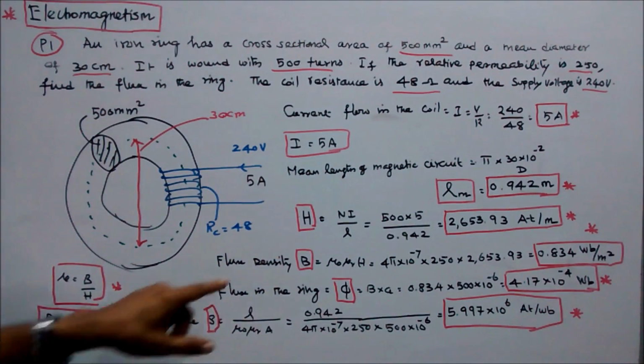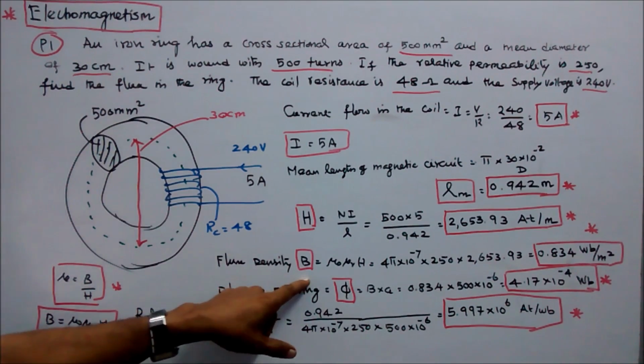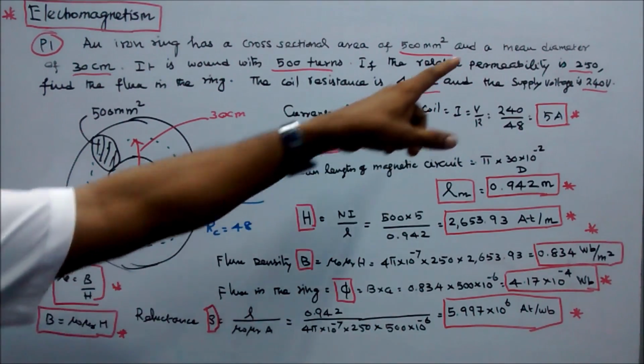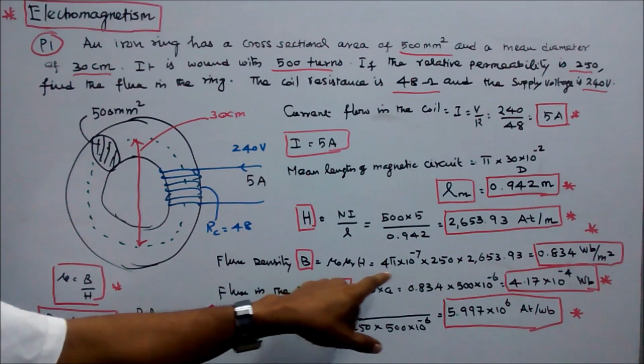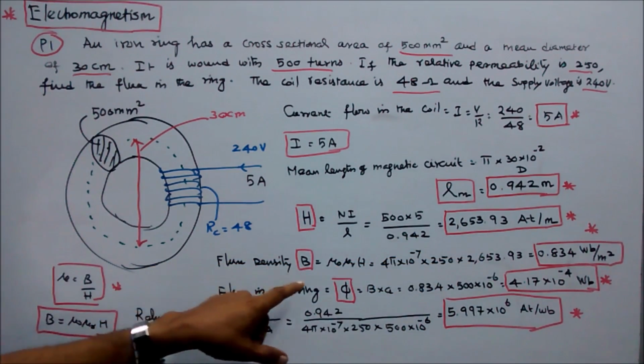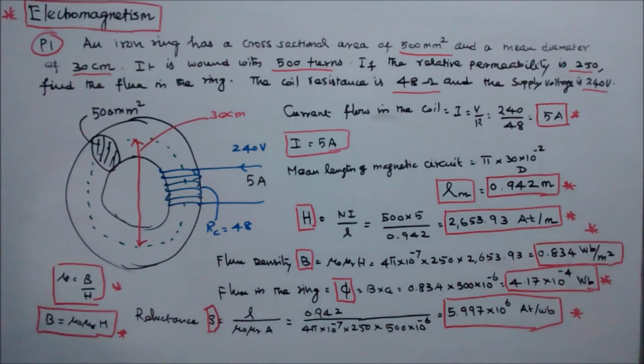I can find the flux density B. Mu is equal to B by H. B is equal to mu naught into mu R into H. Flux density B is equal to 4 pi into 10 power minus 7, mu R is equal to 250, H is equal to 2653.93. Therefore, flux density B is equal to 0.834 Webers per meter square.